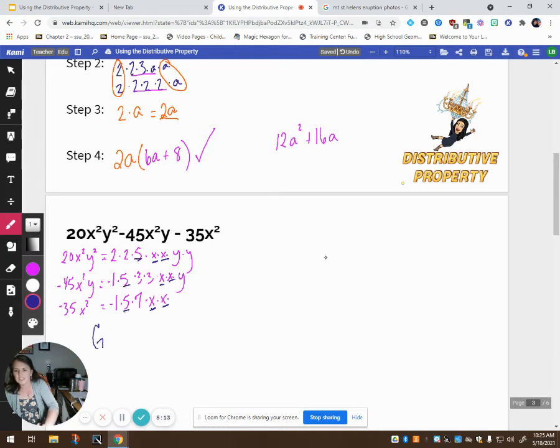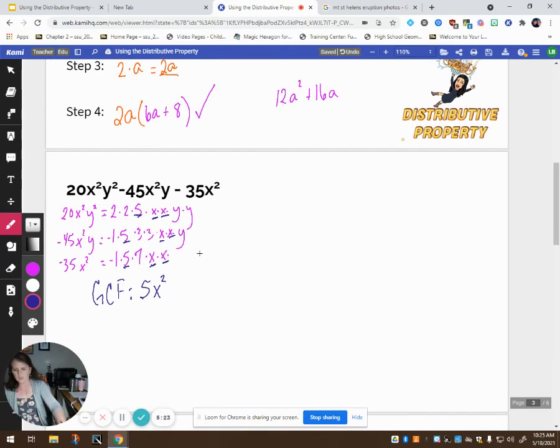So what is the GCF, the greatest common factor of all of these? Well, they all have a 5 and they all have two x's. So 5x squared is the GCF. So if I pull the GCF out of that first term, I pull out that 5x squared, what am I left with? 2 times 2, which is 4, times y times y. So 4y squared. What am I left with here? Negative 1 times 9. So that's negative 9 and a y. Okay, and what am I left with here? Negative 1 times 7, which is negative 7. So this is the factored form.